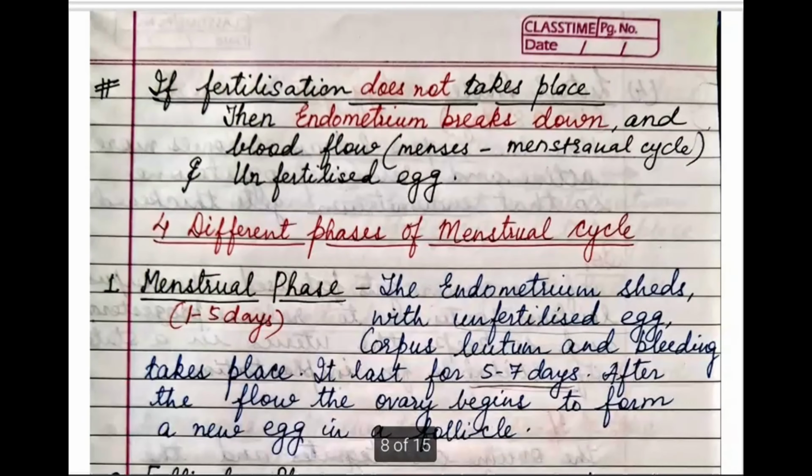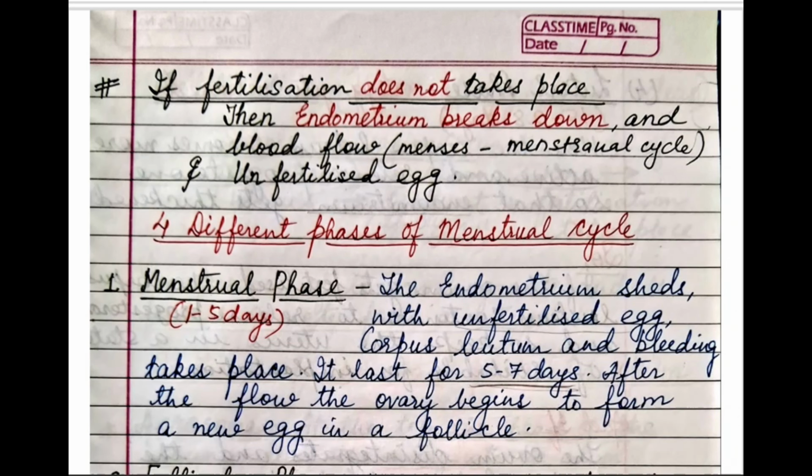So the next scenario: if the fertilization has not taken place, then what will happen? Then the endometrium will break down and the blood will flow. The wall of the endometrium will thicken up because no fertilization has taken place. Then it will start shedding the blood, which is known as the menstrual cycle, and it takes place after every 28th day of the female cycle.